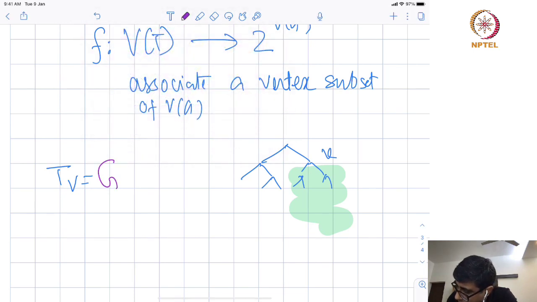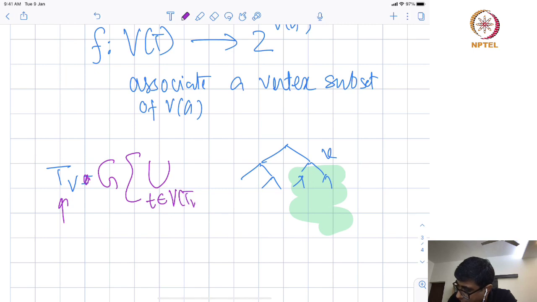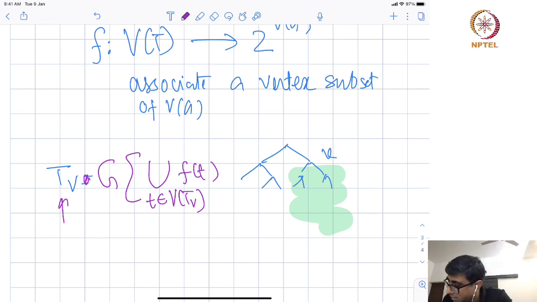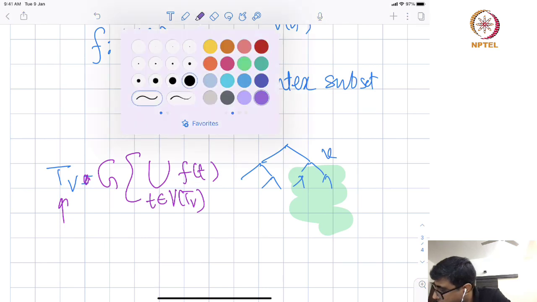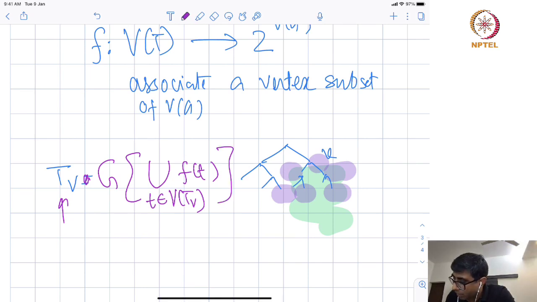Now this will be the graph induced on the union of T. So with respect to T_V, the graph associated will be the graph induced on the vertex set of T_V and f of t. Meaning, look at this function f: it is assigning some subset of vertices here, here, here, here. Basically, you take the union of all the vertices involved in these sets, and that is the graph it represents.